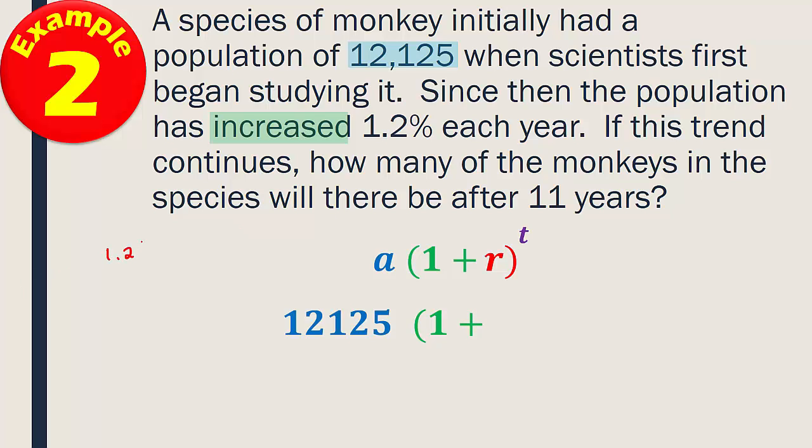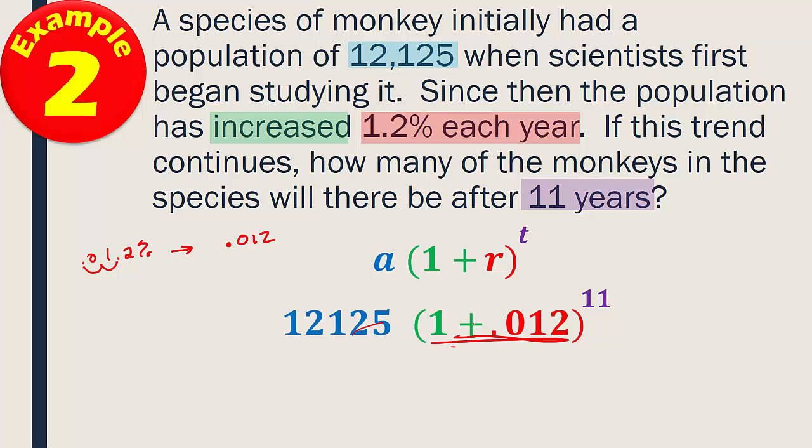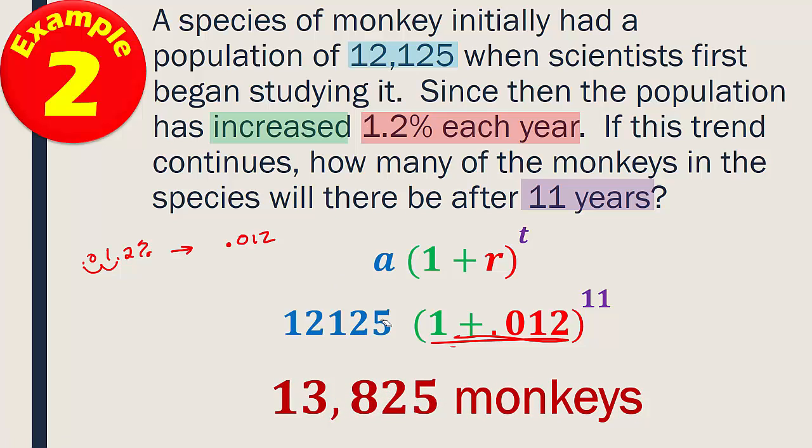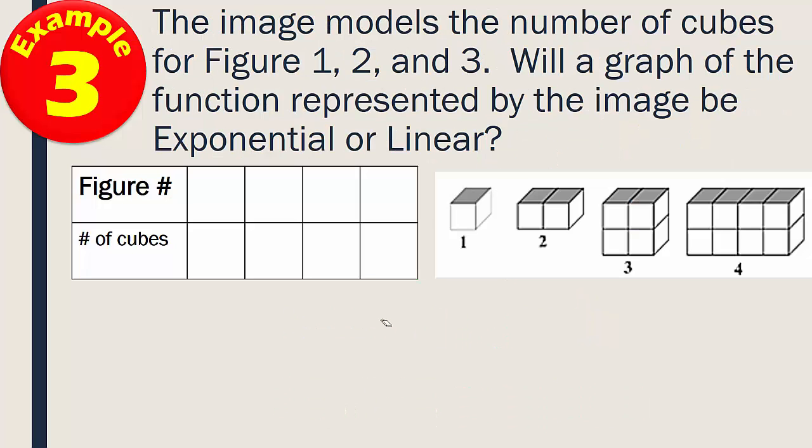Remember, 1.2% is the same as writing 0.012 because we take that decimal and we move it over 2 spots always. Okay? And we do know the years. Okay, it's after 11 years. So we go ahead and we put all that in our calculator. I would suggest adding these two numbers first before you raise it to the 11th power, just a suggestion. And you come up with 13,825 monkeys.